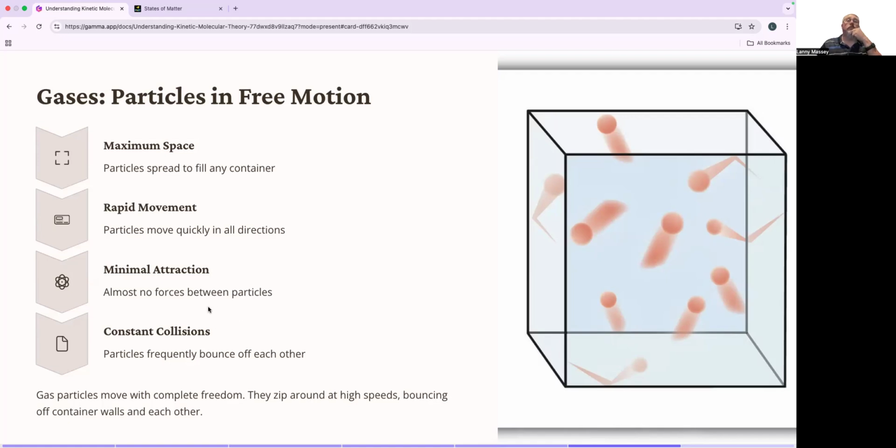So there's almost no forces between the particles, and the faster they're moving, the more often they will bounce off of each other, because molecules move in one direction until they hit something. When they hit the side of the container, they change direction. When they hit another molecule, they change direction. So that's a very important thing to remember as well. Now, if you think about that, it sort of makes sense, because temperature, I should say, is a measure of how fast particles are moving in a material.